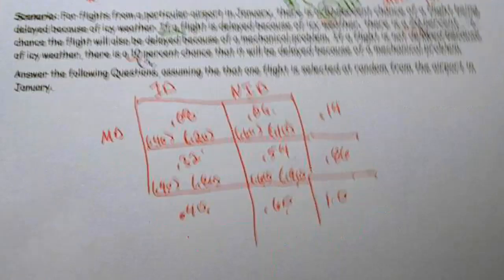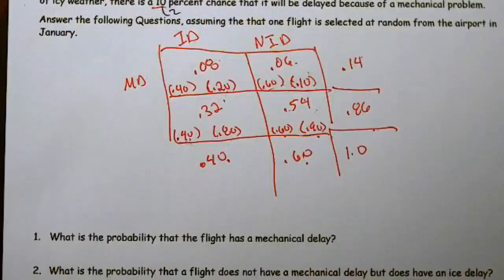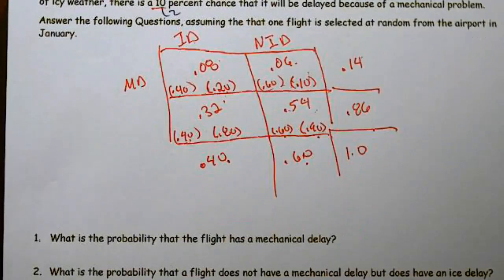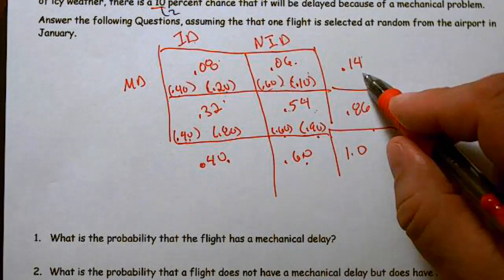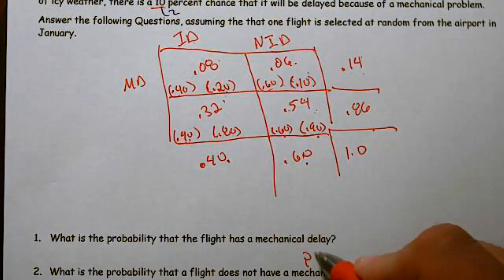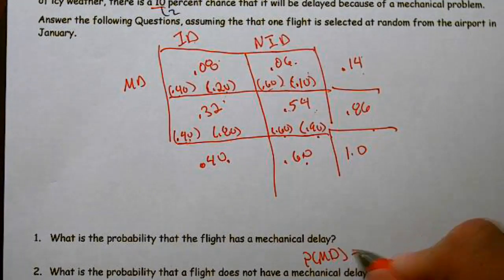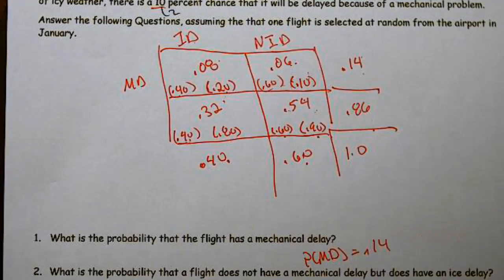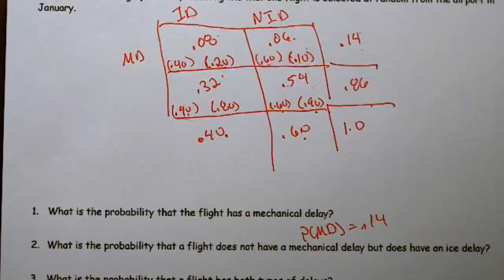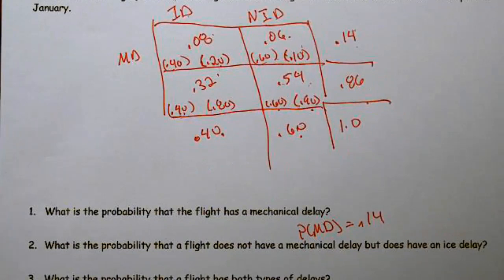All right. So the first thing is, what's the probability that the flight is delayed because of a mechanical delay? Well, the probability of a mechanical delay happens to be 0.14. We have it right there. So the probability of an MD or mechanical delay equals 0.14. So that was easy. Now that we have the table, what's the probability a flight does not have a mechanical delay?